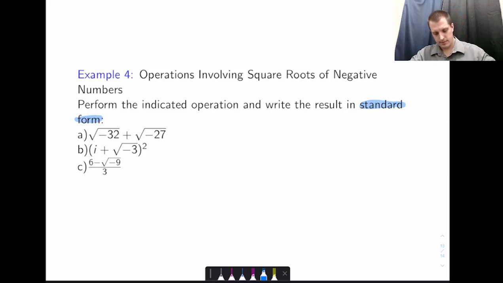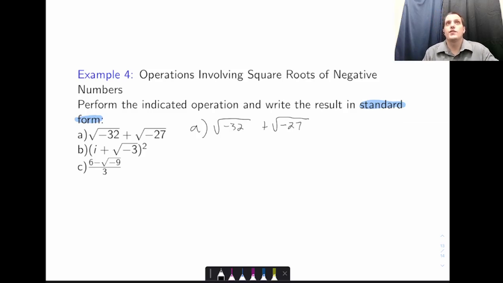So we have A, which is the square root of negative 32 plus the square root of negative 27. All right, let's do some factor trees. We can't use our calculators because of the negative sign. We can, but you've got to get smart about it, and you need to pay attention in class for that one. All right, so here 32 is, you know what, a 16 times 2.